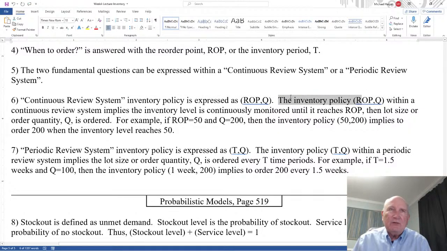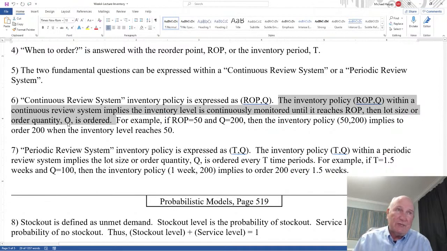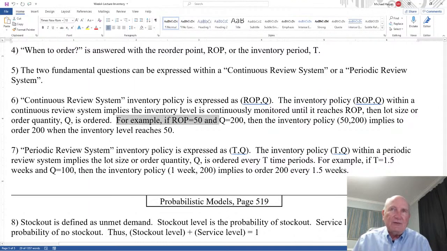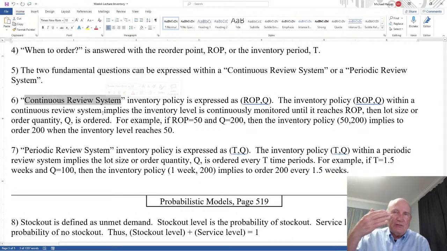The inventory policy ROP, Q within a continuous review system implies the inventory level is continuously monitored or continuously reviewed until it reaches ROP. Then the lot size, or the order quantity Q, is ordered, or the Q could be EOQ. For example, if ROP is 50 and Q is 200, then the inventory policy is 50, 200, which implies order 200 when the inventory level reaches 50. And that's the continuous review system, because you're continuously monitoring the inventory level.